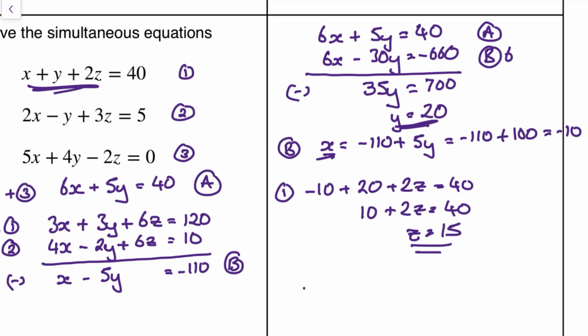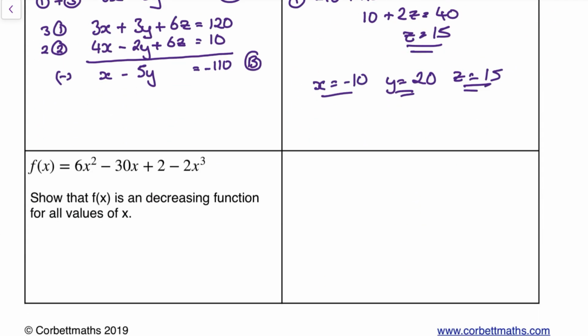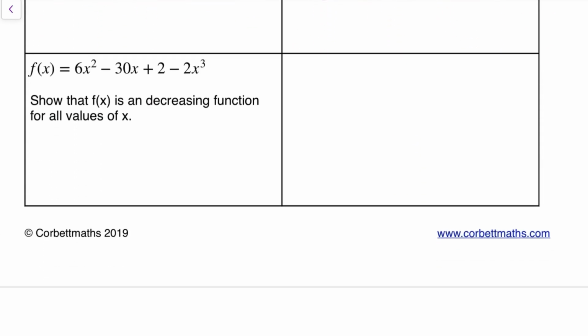And let's write it all out nicely at the end. So therefore x is minus 10, y is equal to 20, and z is equal to 15. And that is that question done. Not too bad, actually. I was going to say the questions are done, but I just realised there is one below, isn't there? So final question today.